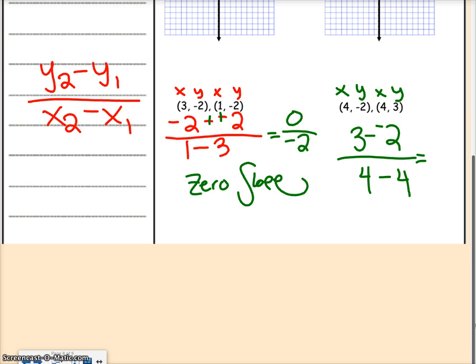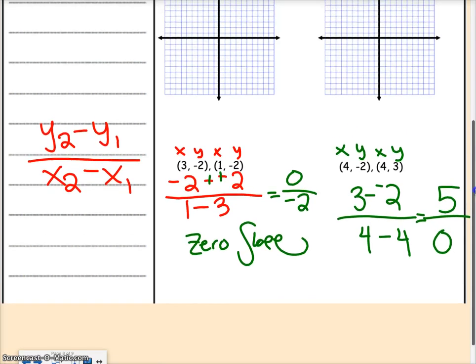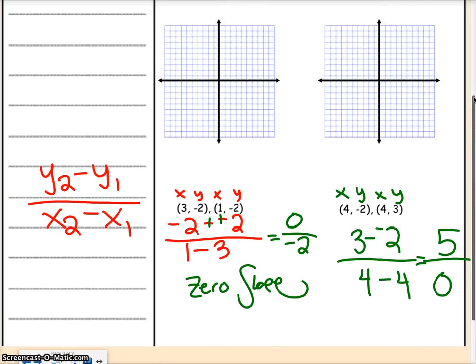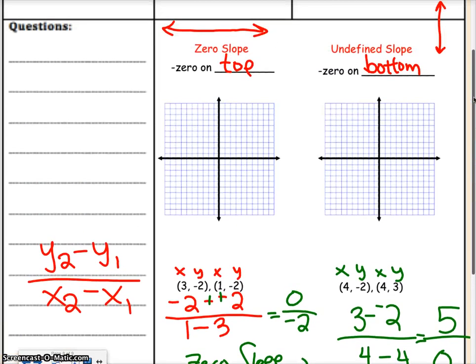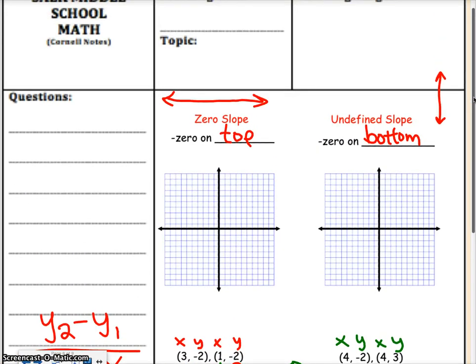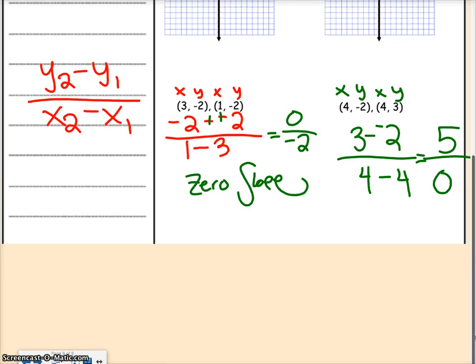Plus, right? Plus. Do you see why? 5 over, what's 4 minus 4? 0. Oh, I got a 0. So I know that it's either going to be a 0 slope or undefined. And I know right away, but maybe you might want to reference your notes. The 0's on the bottom. If the 0's on the bottom, it's undefined. So that is a tall line. That's undefined slope.